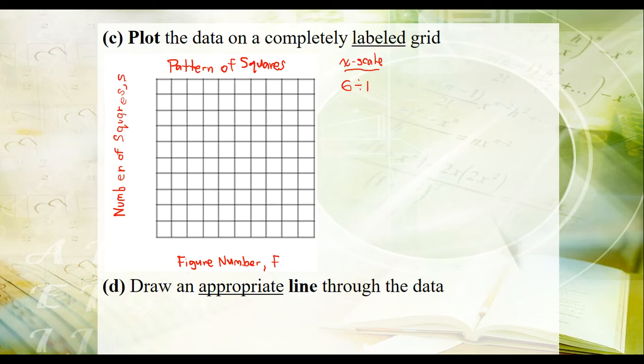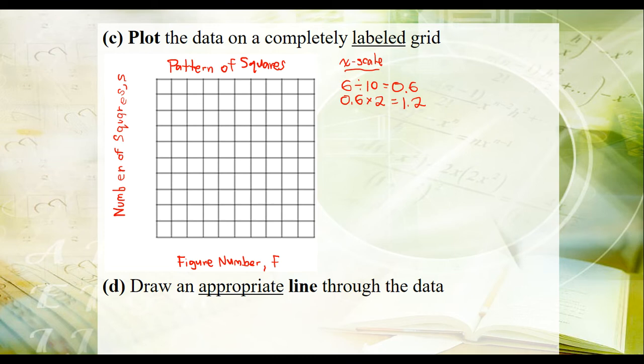Divide by the number of squares on the x-axis, which is 10. So that's going to be 0.6. And then we want to double that. 0.6 times 2 would be 1.2. Okay, here's the problem though. This is really not a nice number to be labeling your grid lines by. It's like an ugly decimal number.